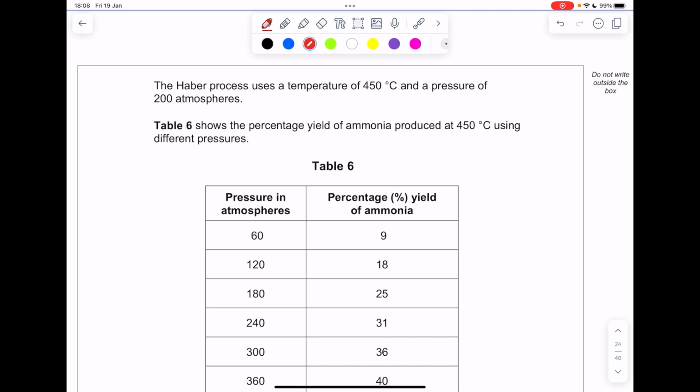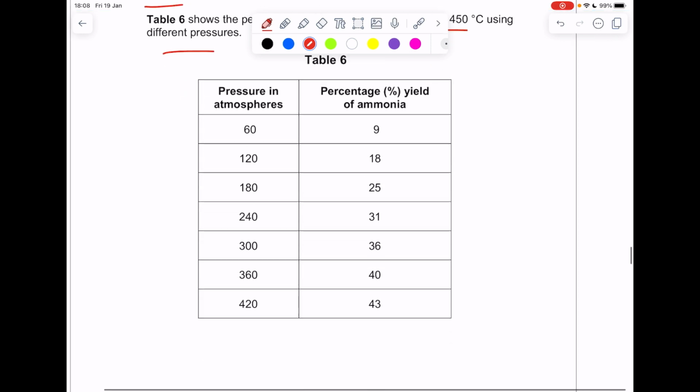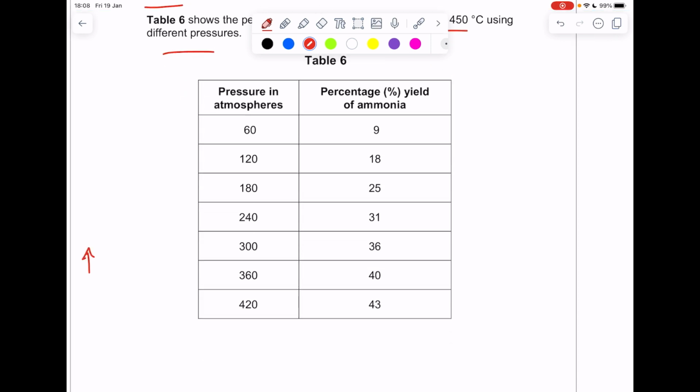The Haber process uses a temperature of 450 degrees and a pressure of 200 atmospheres. Table 6 shows the percentage yield of ammonia produced at 450 degrees using different pressures. So as we can see here, increasing the pressure increases the yield.